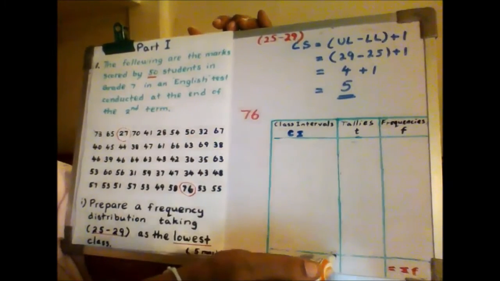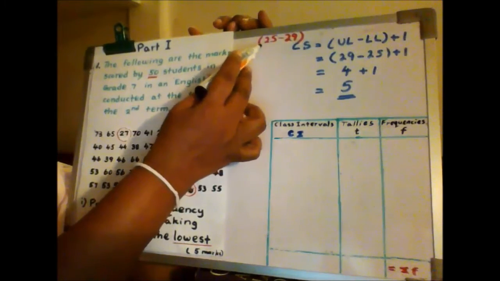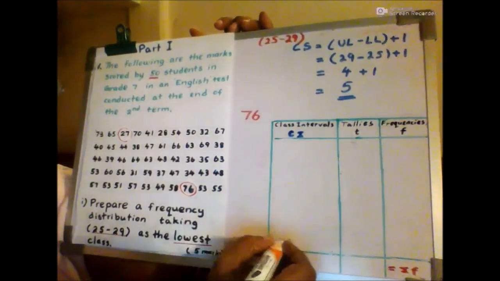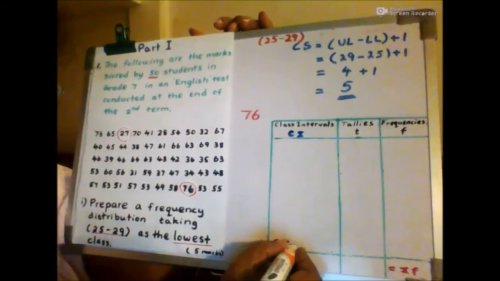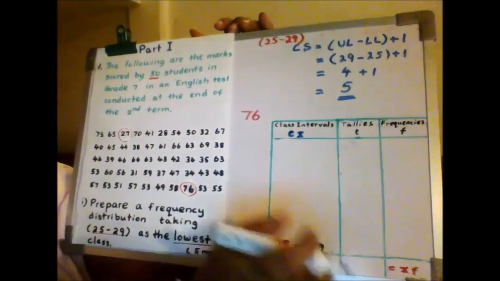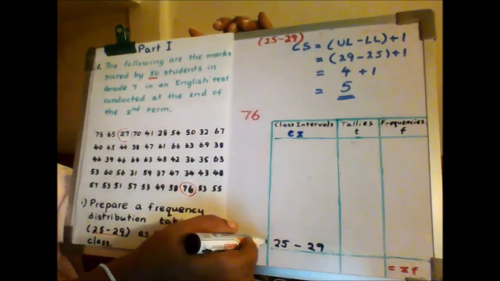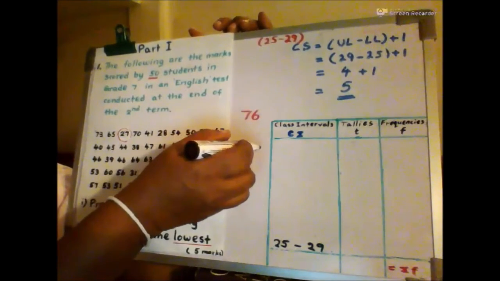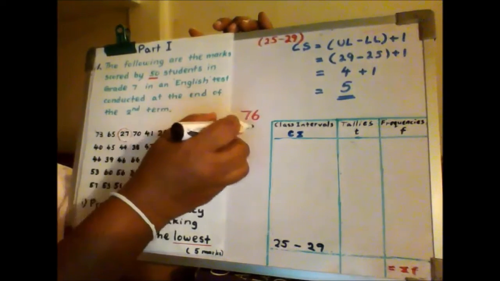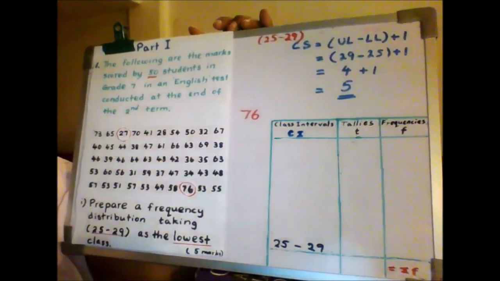Once you have drawn the table, now they have given the lowest class, 25 to 29. According to your syllabus, where do you have to put this one, the lowest class? Down here. So write it here, 25 to 29. Then write the highest value here, right? Because the lowest class is there, you have to build up the classes and at a certain point you will have to stop building the classes. So where can we stop? When we include this 76 in a class, that's the class we have to stop at.